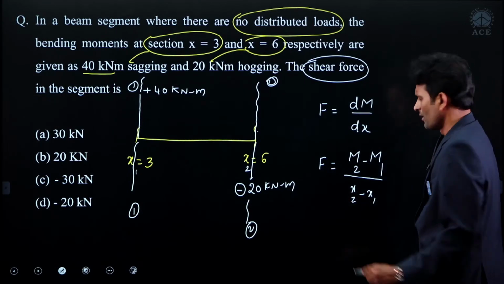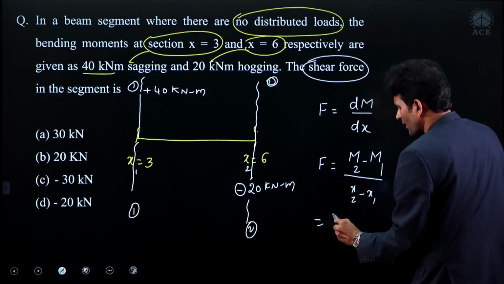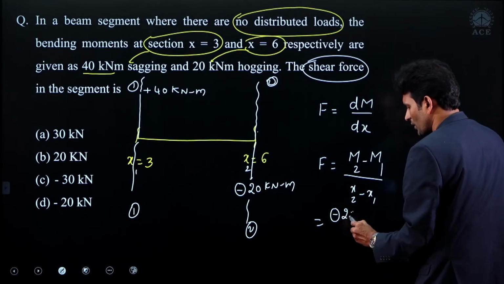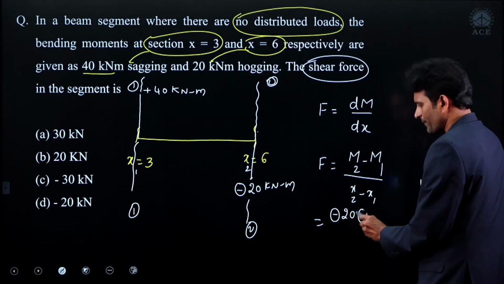Everything is known. Now substitute. What is M2? Minus. Don't forget the sign convention. Minus 20 minus.